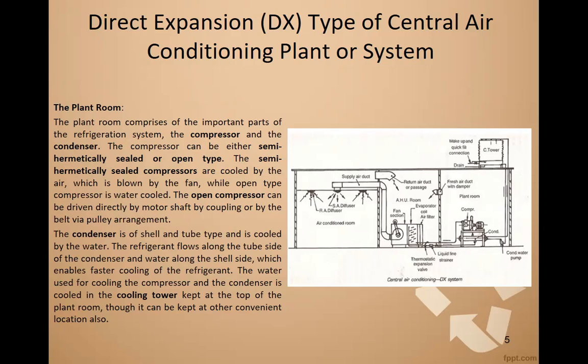Next, the condenser. Condenser is of shell and tube type. It is cooled by the water. The refrigerant flows along the tube side of the condenser and water along the shell side, which enables faster cooling of the refrigerant. The water is used for cooling the compressor and the condenser is cooled in the cooling tower kept at the top of the plant room, though it can be kept at other convenient locations also.